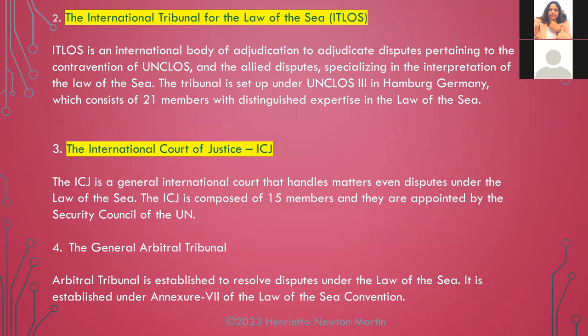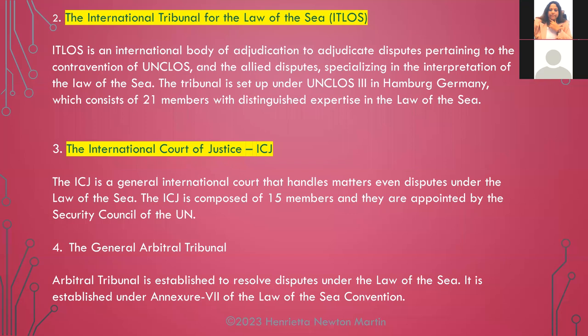And there are some other allied disputes that can be brought within the ambit of interpretation of the clauses. For example, if there is a mistaken interpretation of the law and a party is acting on that mistaken interpretation, then such matters can come to the International Tribunal for the Law of the Sea. Now, this tribunal is set up under the Convention of 1982 in Hamburg, Germany, and consists of 21 members. These members are distinguished experts in the field of the law of the sea.